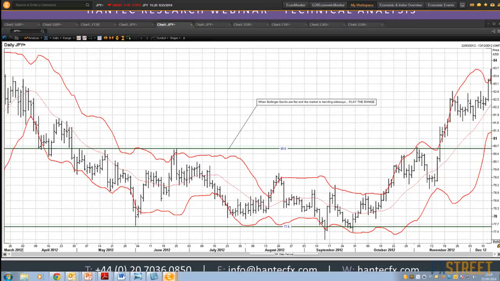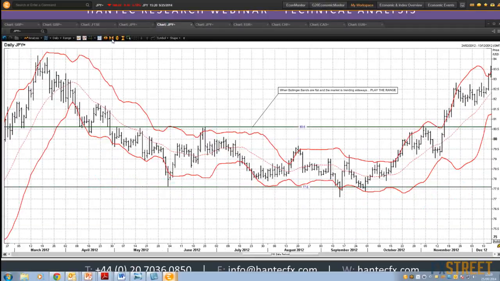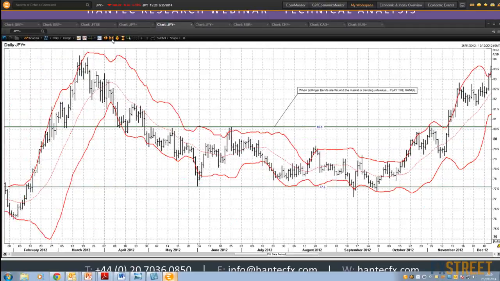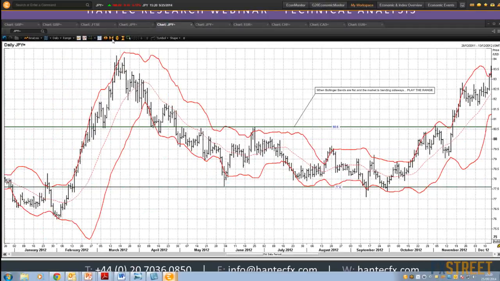How do you know that the market will enter into a range? That's a very good question. Again, you use your other indicators, I believe. So in this instance, how do you know that dollar yen has entered into a range? Well, you've had this downtrend here. That downtrend has subsequently been broken.